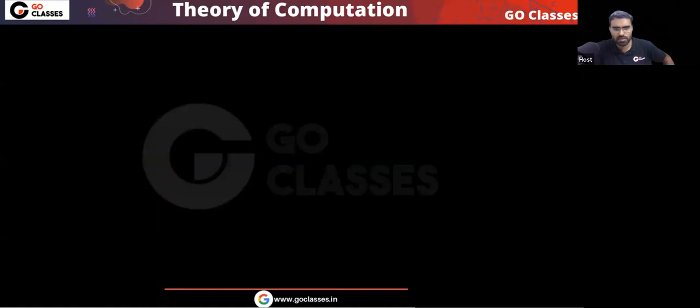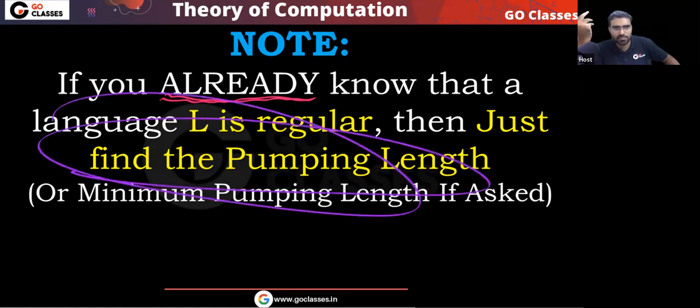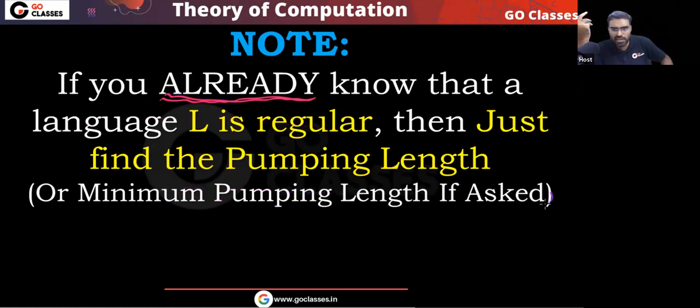Now let's move on. Tell me one thing. If you already know that L is regular, then what will the question ask you? Like in GATE 2019, the regular language was given to you. If you already know the language is regular, then they will ask you the pumping length. So just find the pumping length, and if they ask, find the minimum pumping length.